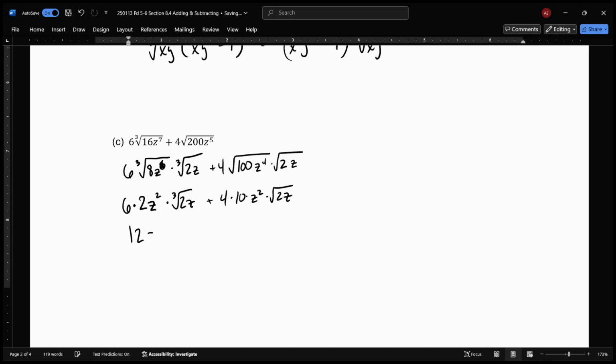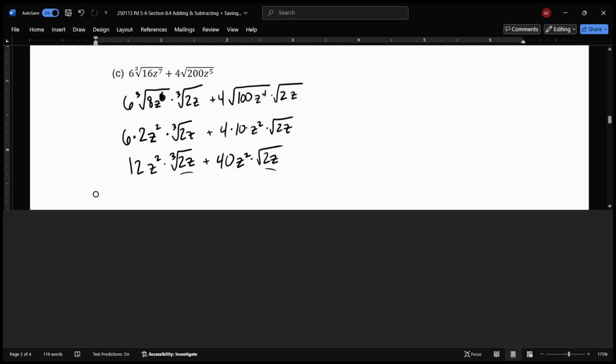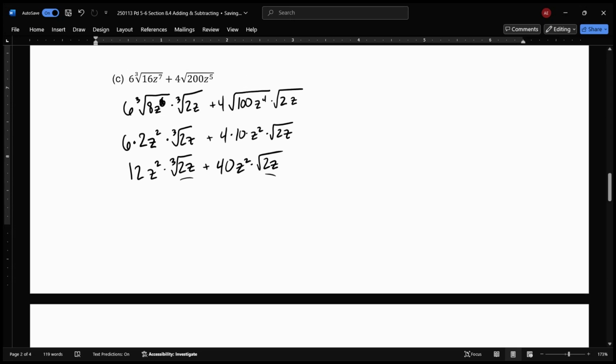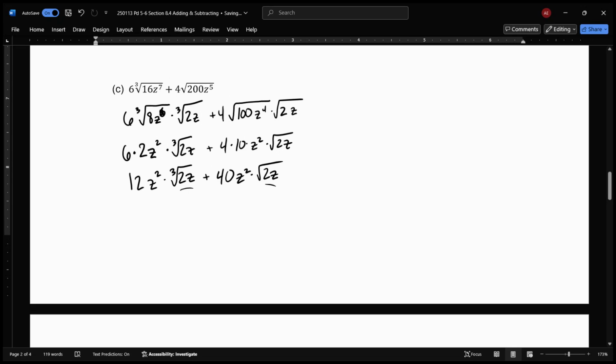I think I'm just cleaning up my coefficients because these are not like terms. Despite the radicands both being 2z, they have different index numbers. This is a cubed root, this is a square root. They're not like terms. Or again, when you read this, 12z squared times the cubed root of 2z plus 40z squared times the square root of 2z. They're not like terms. We're not going to go any further than that. So I just cleaned up those radicals, basically.